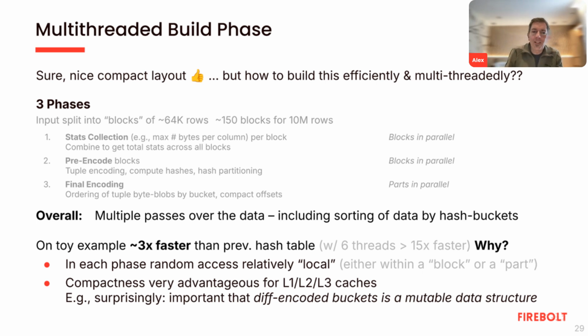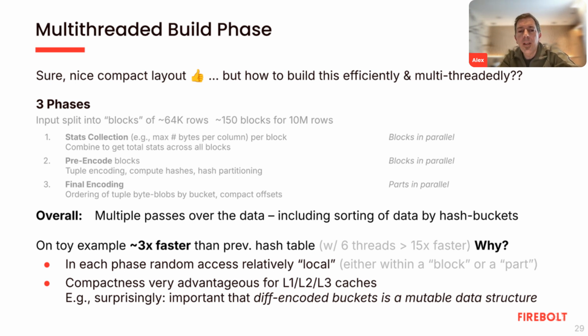So summarizing, we're actually doing multiple passes over the data, including we're even sorting the data by hash buckets. So that sounds kind of expensive, but surprisingly, on our toy example, this is about 3 times faster than the previous hash table implementation, really end-to-end, building the hash table. And you can go even further, since this can be done in a multi-threaded manner and the previous implementation couldn't. We can actually get a nice factor of 15x if we go up to 6 threads in parallel. So why is that? Just very briefly, the intuition why we can be so much faster here.